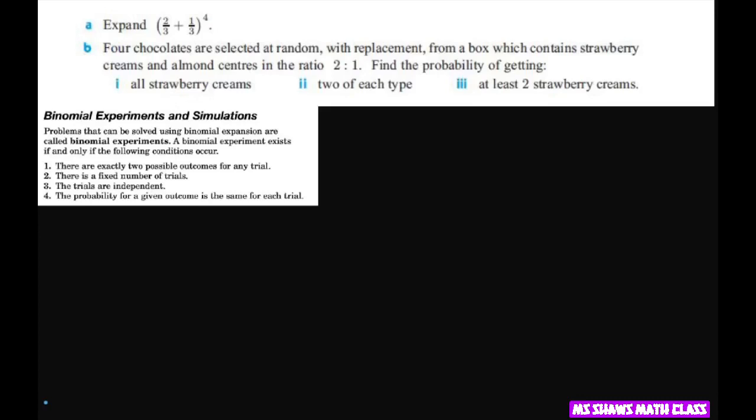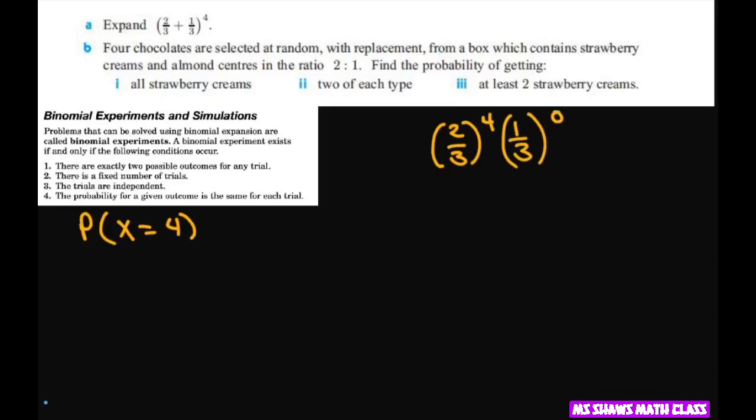So we want to know the probability of all strawberry ice creams. So this will be the probability x equals 4. That means we want our 2/3, this is strawberries, to the 4th power. Our 1/3 goes to the 0 power because we don't want any almonds. And this would be 4 choose 4. Now this is just 1, so there's only one possible way to get that. So this would be times 16 divided by 81. Anything to the 0 power is just 1. So this equals 16 divided by 81.